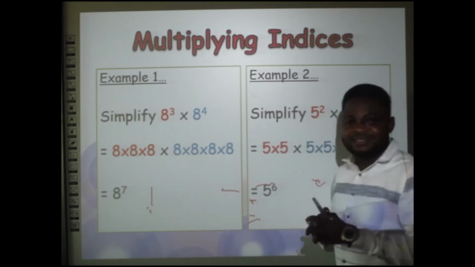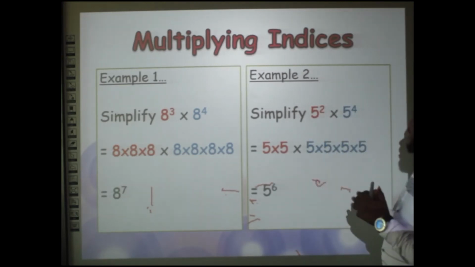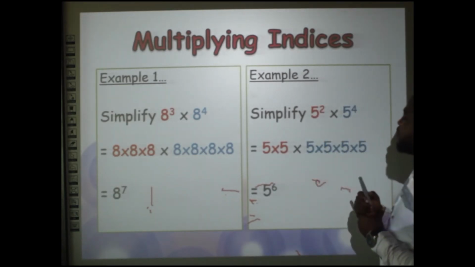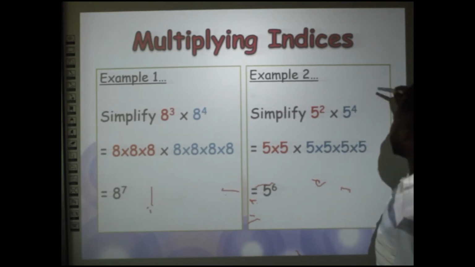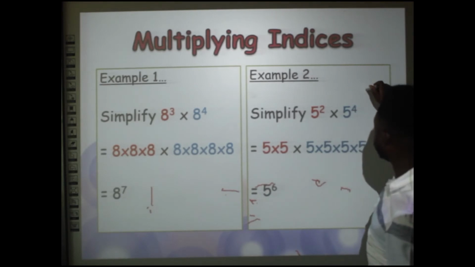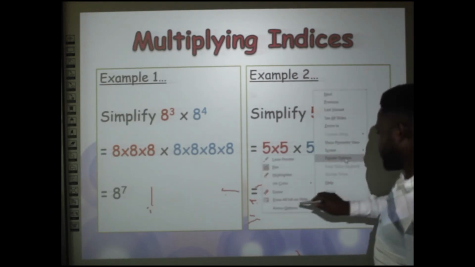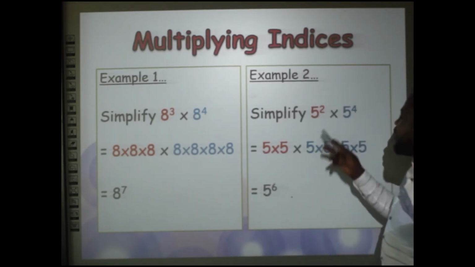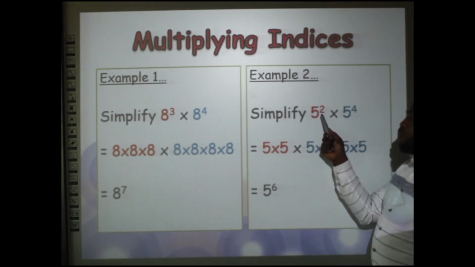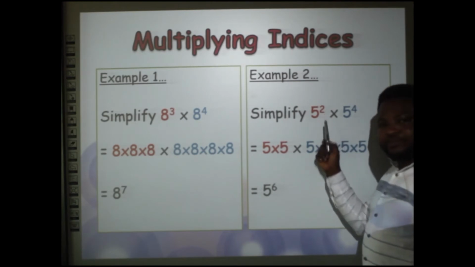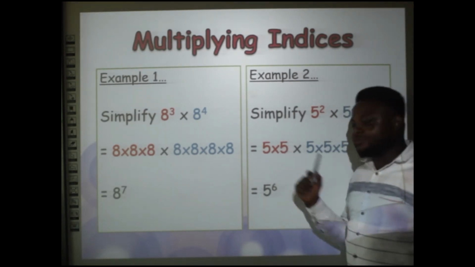Now, let's look at example 2. Here, in example 2, we're told to simplify 5 raised to the power of 2 times 5 raised to the power 4. Now, 5 raised to the power of 2 times 5 raised to the power 4. Now, what is 5 raised to the power of 2? We write it in the expanded form. That will be 5 times 5.